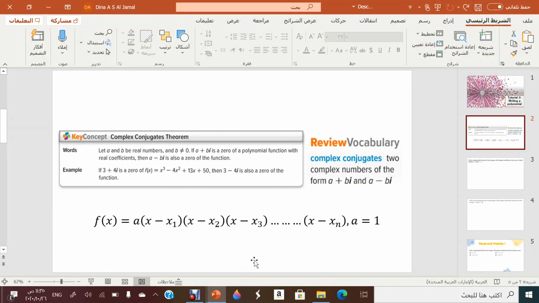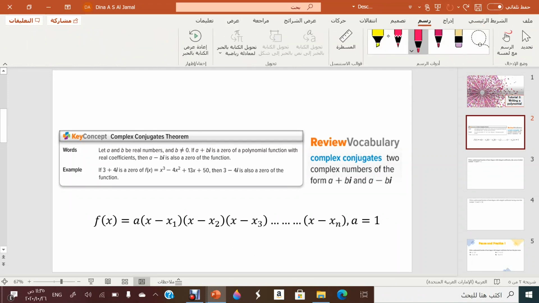Also, I would like to revise a new concept for you, which is related to other lessons that you took before. It is about the complex conjugate theorem. So it is a new theorem for you, but you know the term complex conjugate. So let's review the vocabulary. Whenever you have two complex numbers with opposite signs of the imaginary part, let's remind each other what a complex number is.